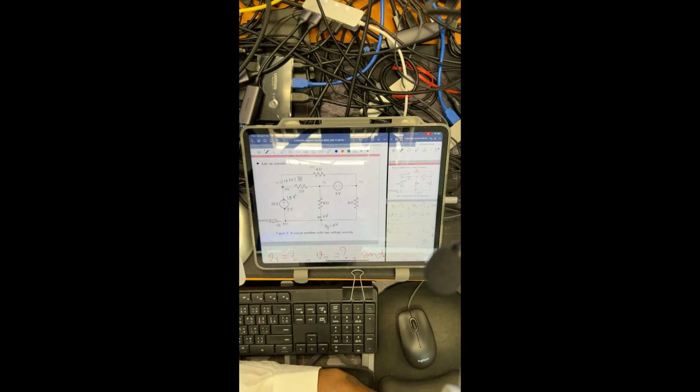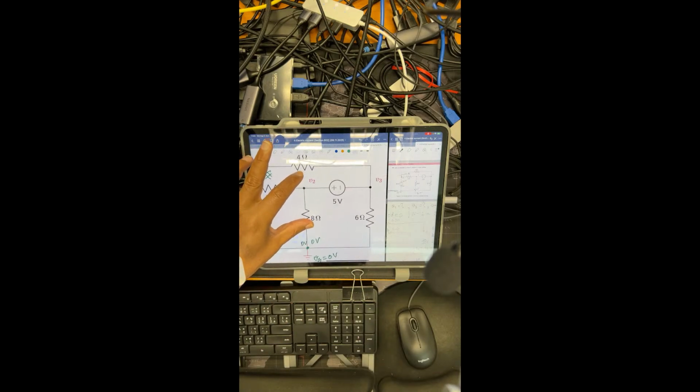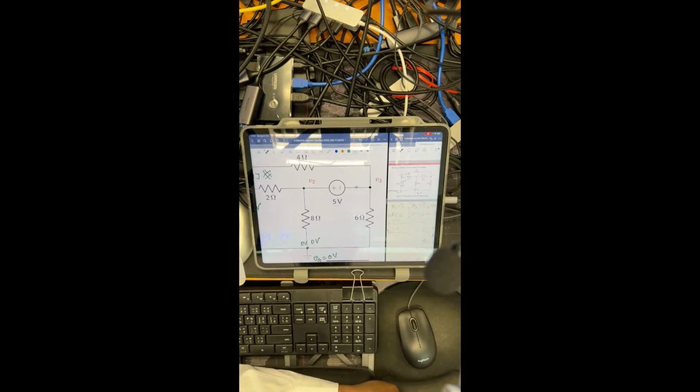The problem forces us to find V2 and V3. What is the relation between V2 and V3? V2 and V3, what is the relationship?